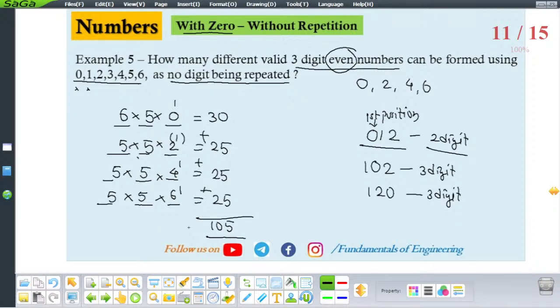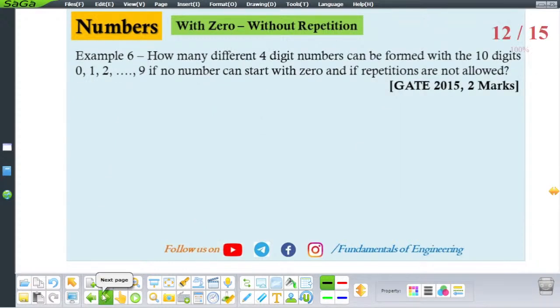Hope you are getting all the points. So 105 valid 3-digit numbers we can get by using the digits which are given, now with 0 without repetition. That question came in GATE 2015 for 2 marks. This is a NAT type question.